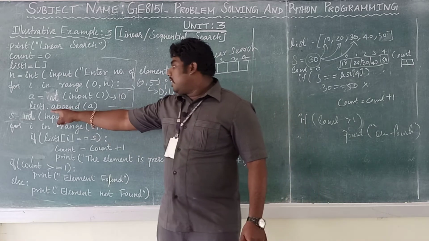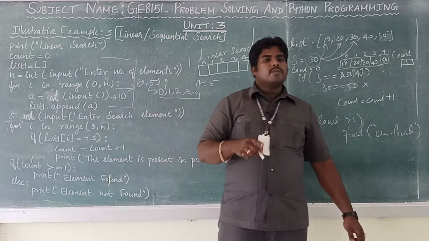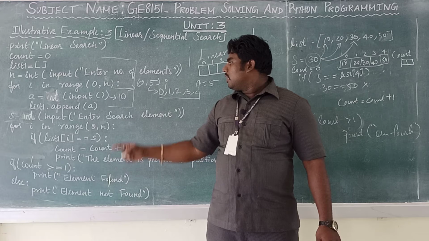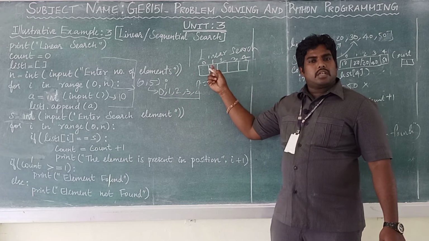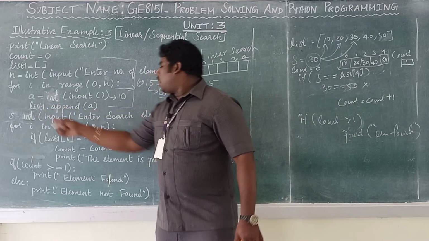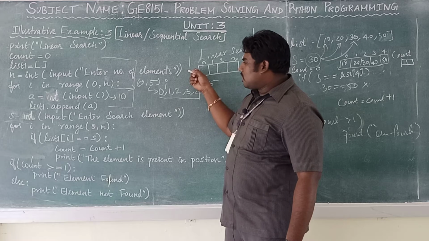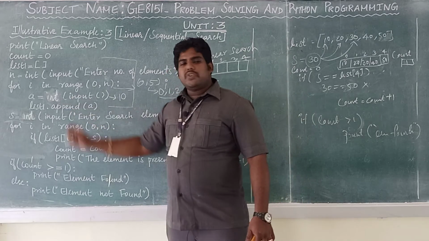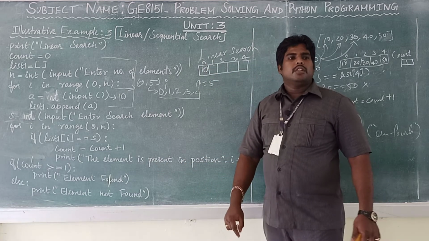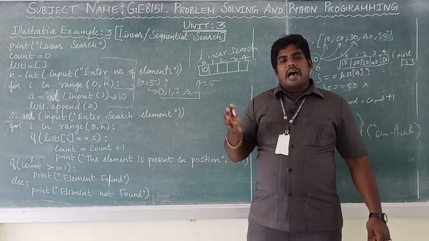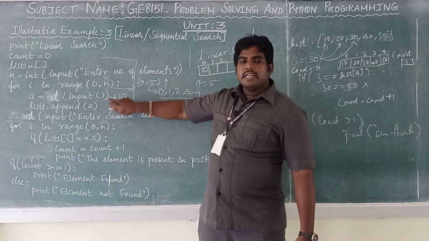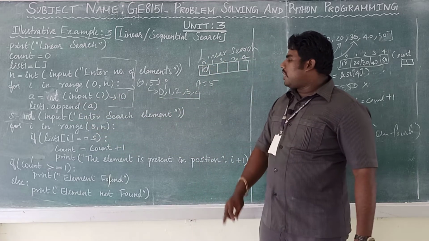See the next line. List 1 dot append. What is append? Append is used to add the element at the end of the list. Here no elements are present in the list, so it will be added at the first position. Where will it be added? In the list 1. In the list 1, you are appending the value A. What's the value of A? 10. So 10 will be added here. So the append function is used to add the element at the end of the list. So 10 will be appended in the list. So the first value is 10.